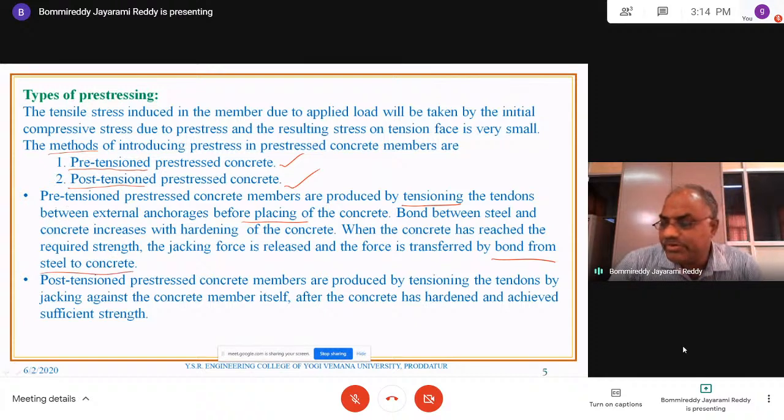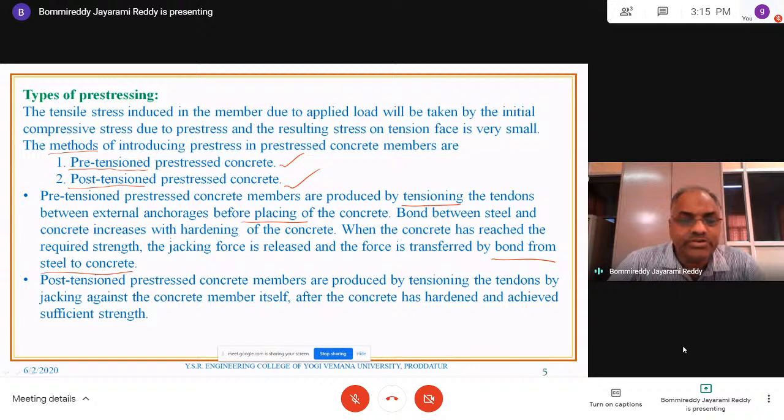So here in pre-tensioning, there are only three steps. One is first pre-tensioning the cable by the jacking ends, then place the concrete, then see that the concrete attains the required desired strength, and after that remove the jacks at either end of the member.